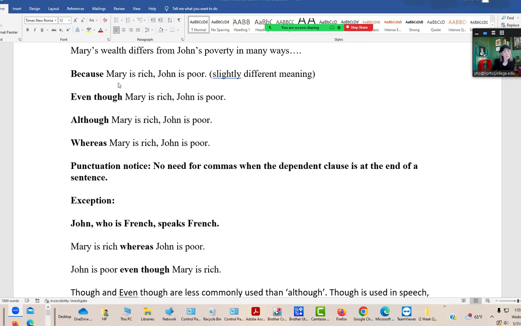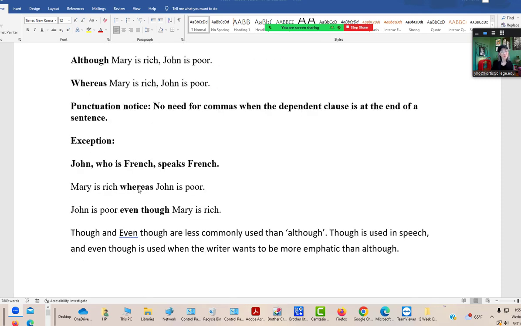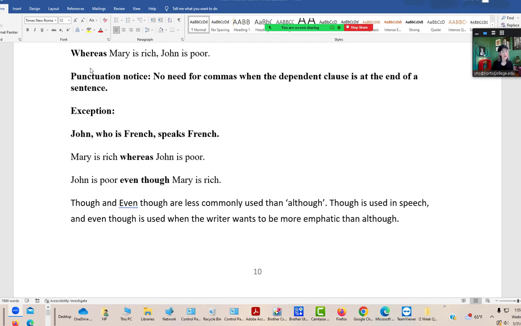And if you have a dependent clause at the beginning of your sentence, then you have a comma. So because Mary is rich, comma, even though Mary is rich, comma. So always have a comma when the dependent clause comes at the beginning of your sentence. Whereas Mary is rich, John is poor. So no need for commas when the dependent clause is at the end of the sentence, with the exception of who, which, where, whom, and that sort of thing.